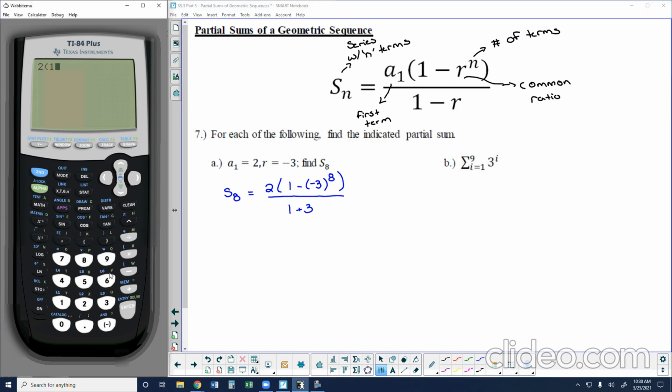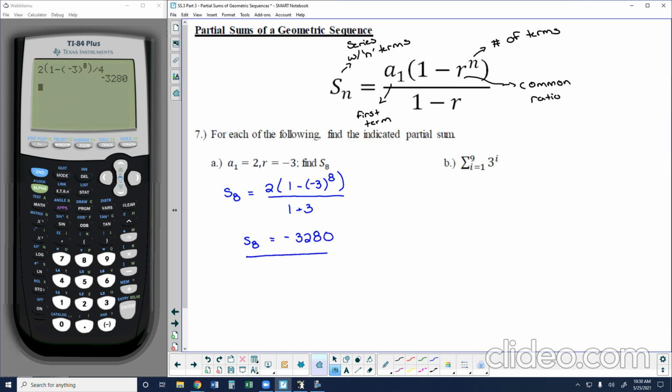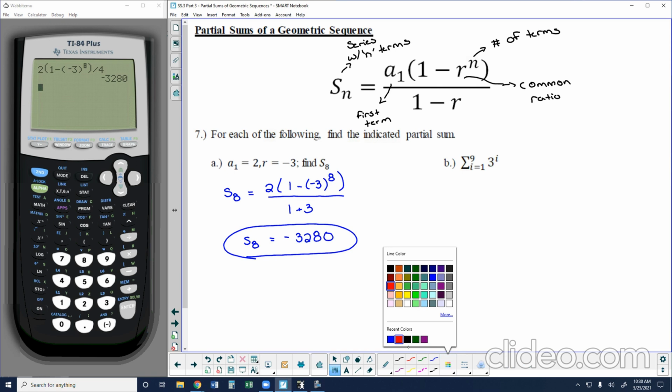Now I can use my calculator to evaluate this expression. So I'm going to input this expression into my calculator as it is written, and I'm going to simplify down here on the bottom and just divide by 4. So the sum of the first 8 terms here is going to be -3,280. What we would find if we listed out the terms is that the terms would alternate between positive and negative values, and if you add them all together, you're going to have -3,280.